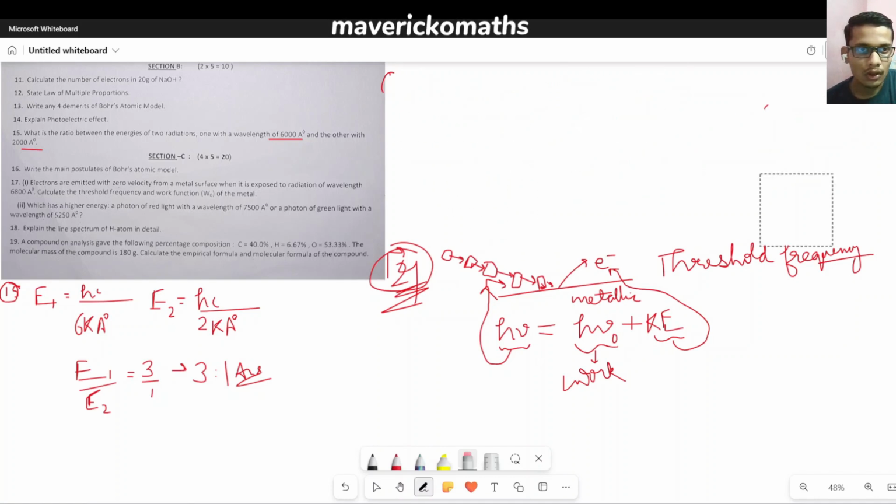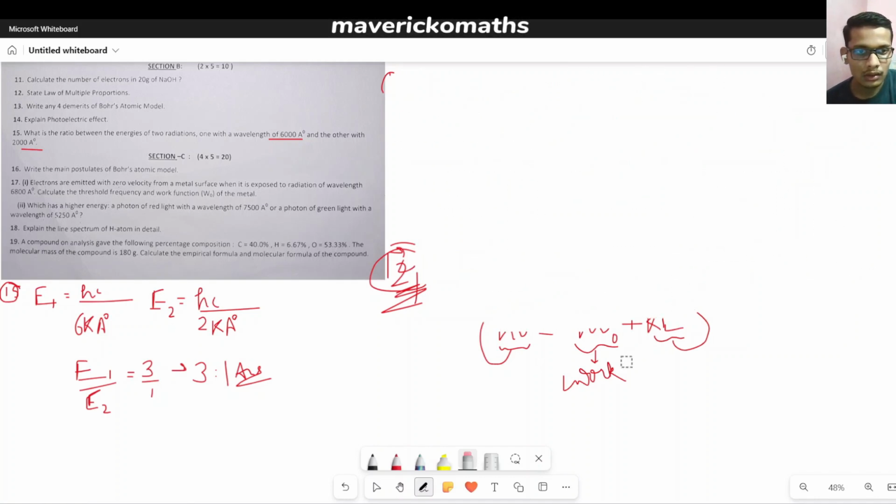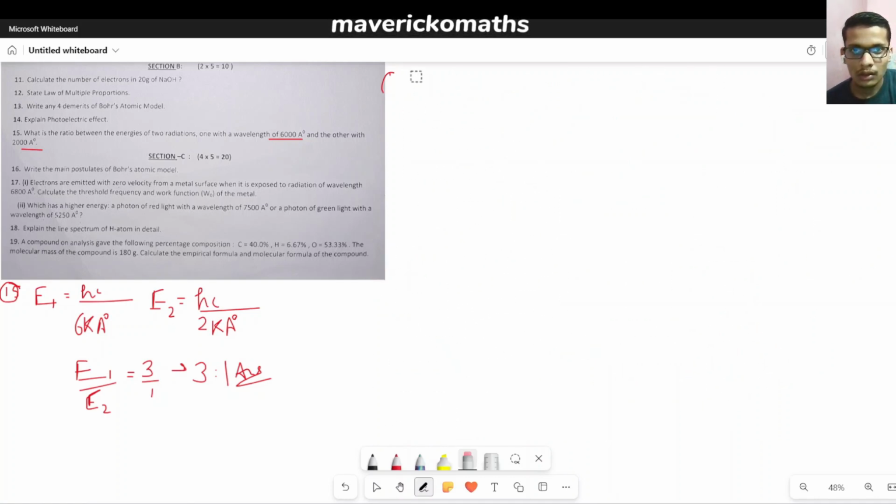Let me just erase all of this stuff from here. All right. Now the 17th question. It is in two parts. The first part: electrons are emitted with zero velocity from a metal surface when it is exposed to a radiation of wavelength 6800 angstrom. Calculate the threshold frequency and work function of the metal.